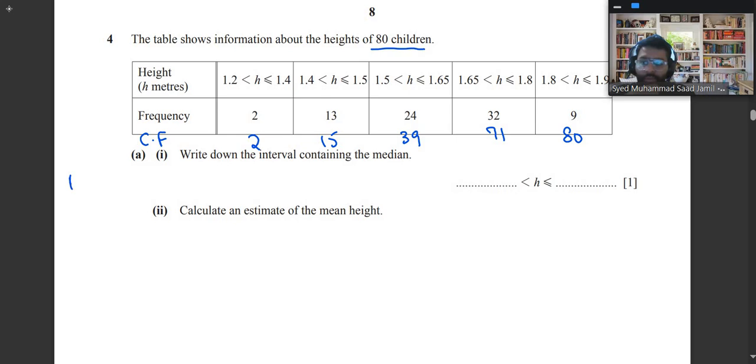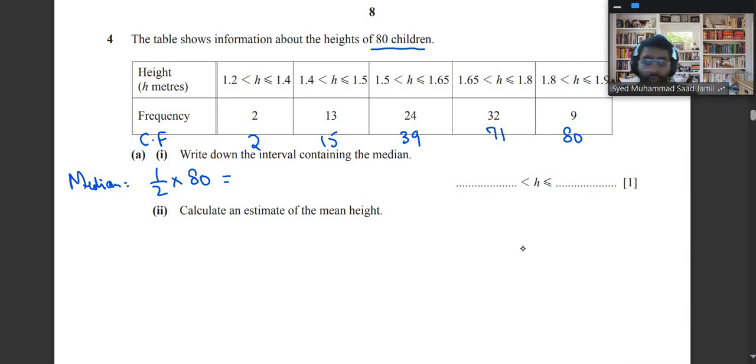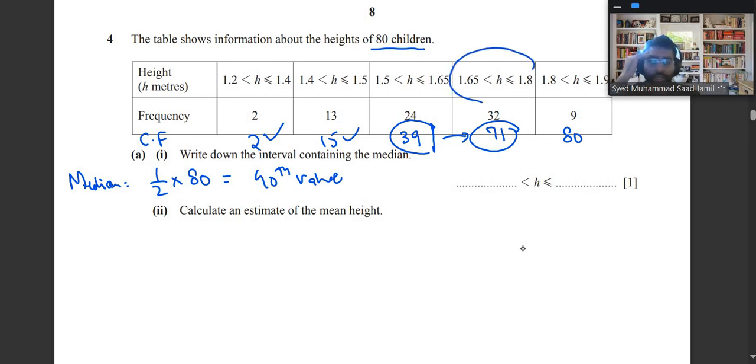Now what's the formula for median? Median is equal to 1 upon 2 multiplied by n. n is 80. So 80 divided by 2 is 40. So it means the 40th value. So look, over here you have the first 2 values, over here you have 15 values, over here you have 39 values. After this, in 71, you have the 40th value, because till here you just have the 39th value. After this you don't have the 40th value. So the 40th value lies over here.